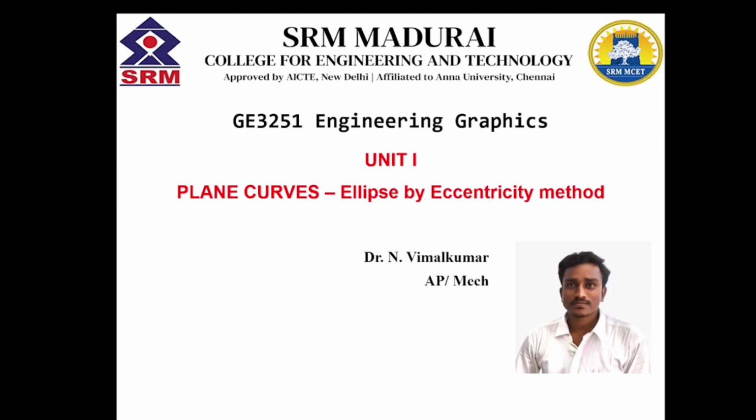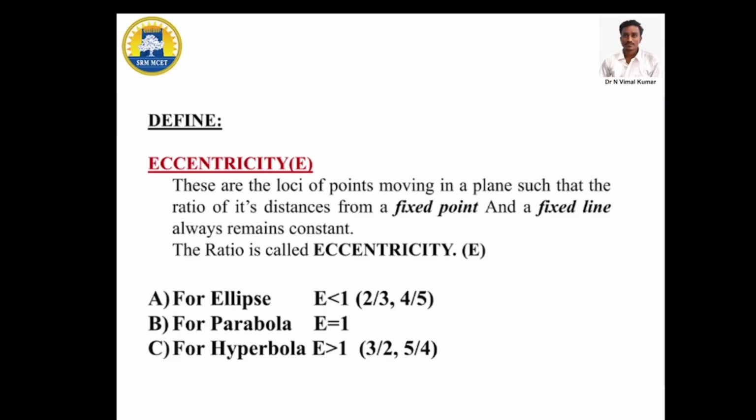Today we discuss engineering graphics, GE 3251, Unit 1, plane curves. Specifically, we discuss the ellipse by the eccentricity method. So, what is eccentricity? It is the locus of a point moving in a plane such that the ratio of its distances from a fixed point and a fixed line always remains constant. The ratio is called eccentricity.